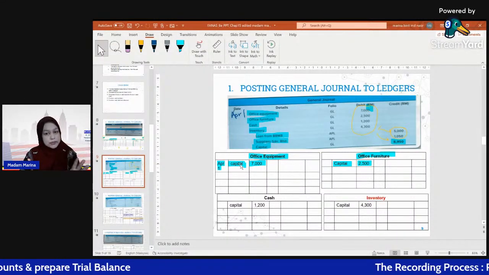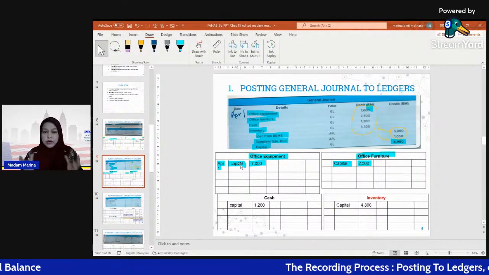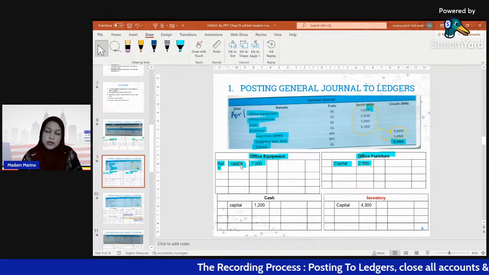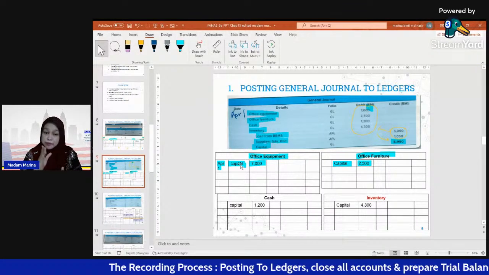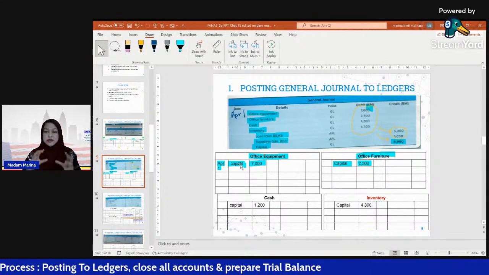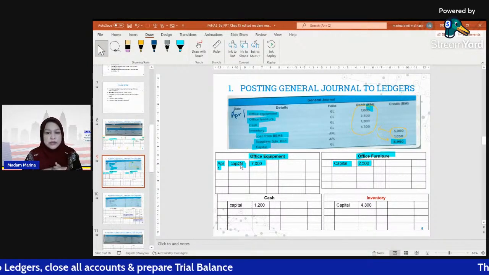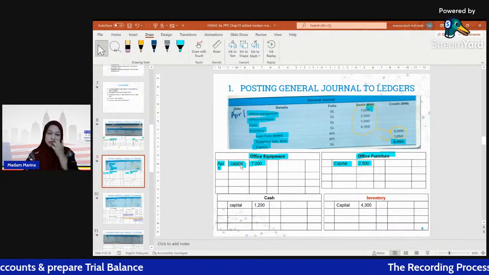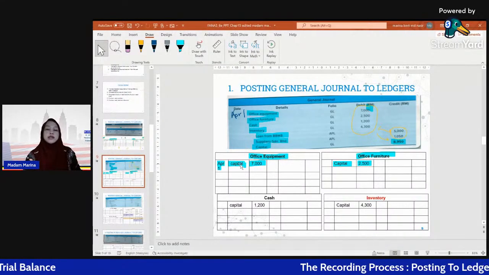Dia dah buat business ni dah lama. Okay, but baru tahun ni 2021, April 1 ni dia nak start dia punya accounting in proper. Okay, maksudnya dia nak recordkan dalam proper accounting record. Alright? So that's what's capital. So kita kena calculate lah berapa dia punya new capital.